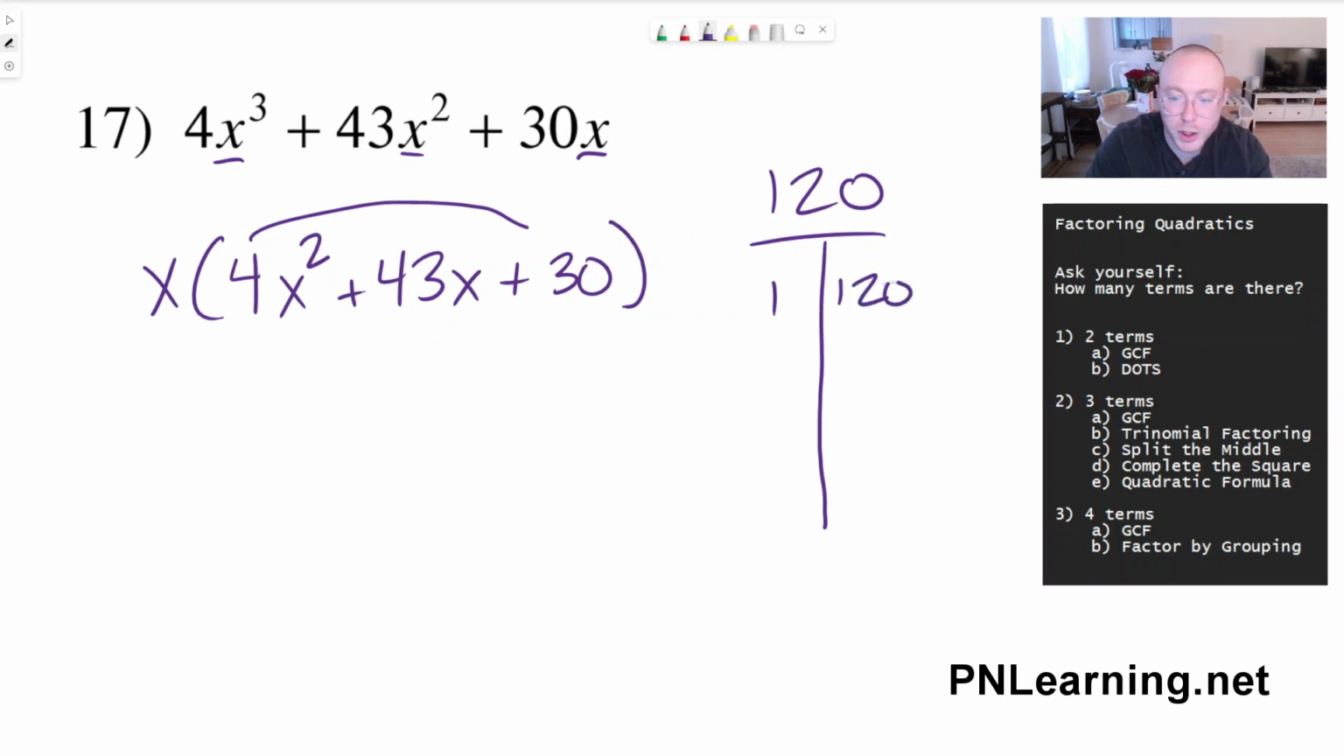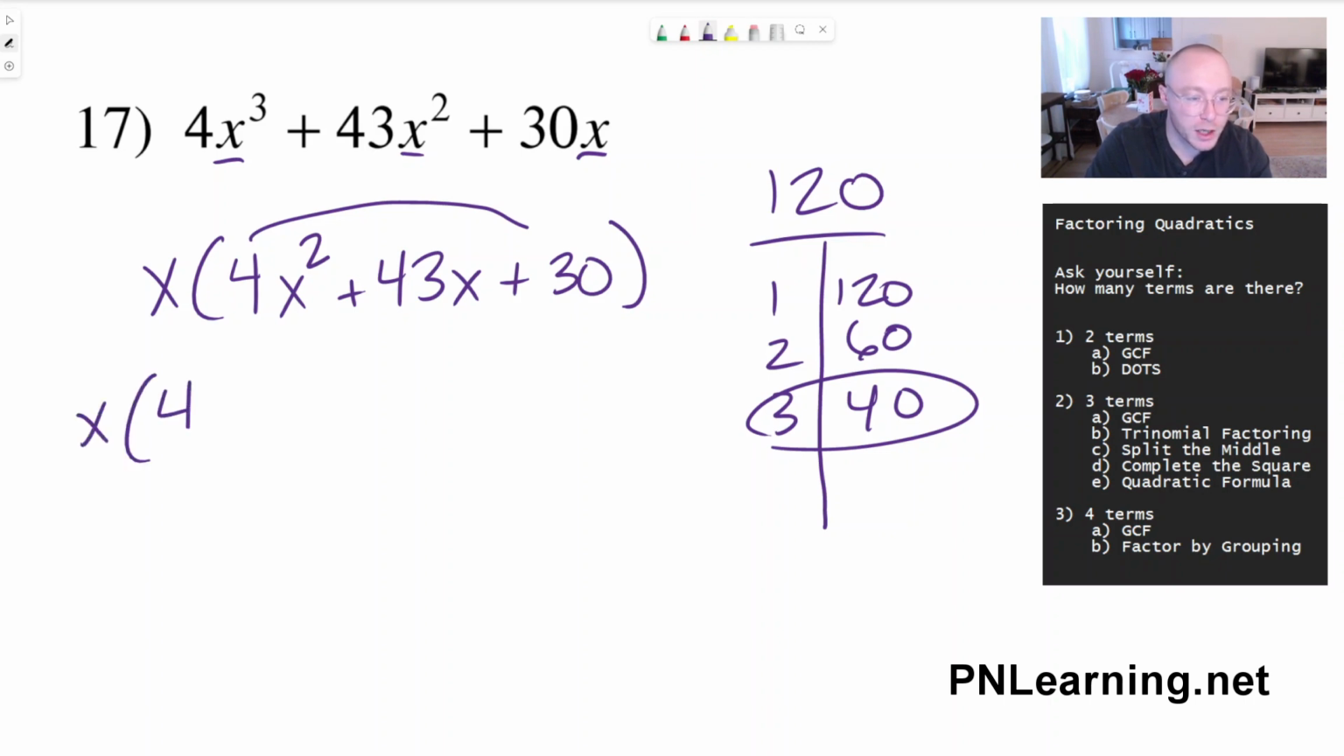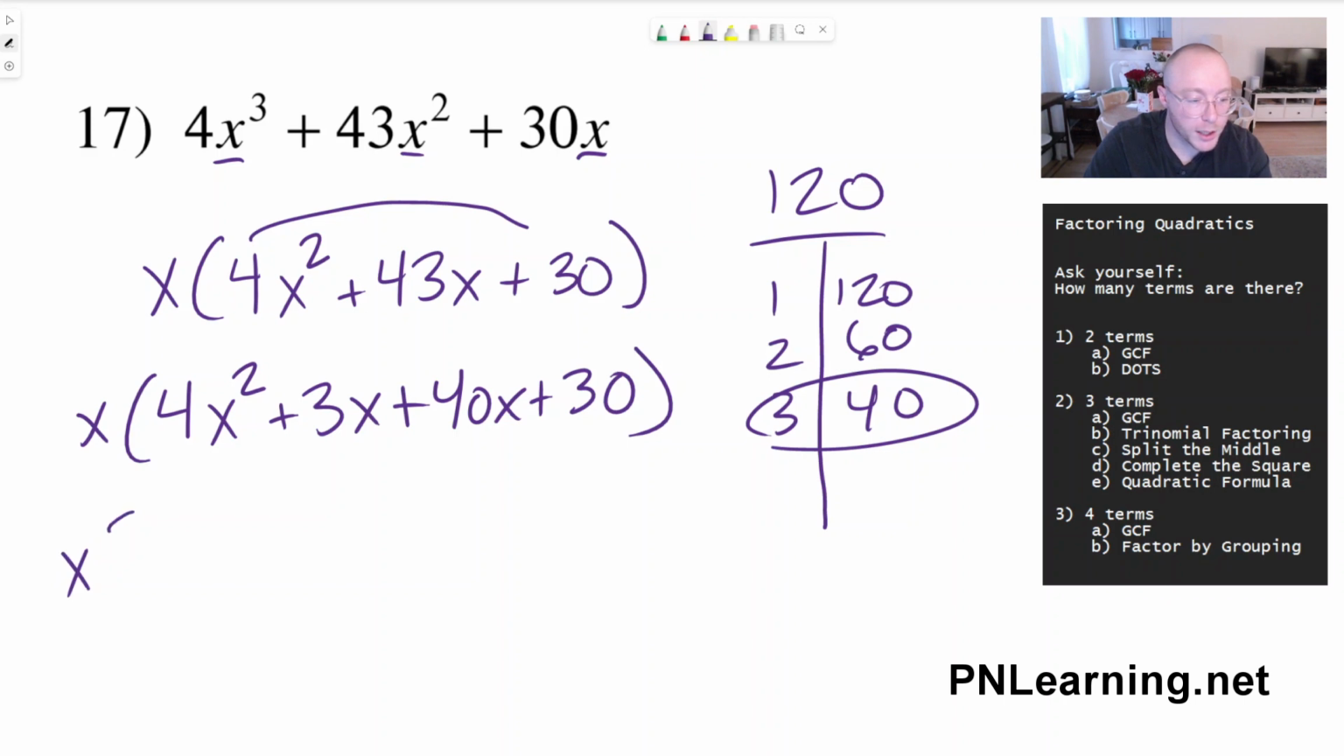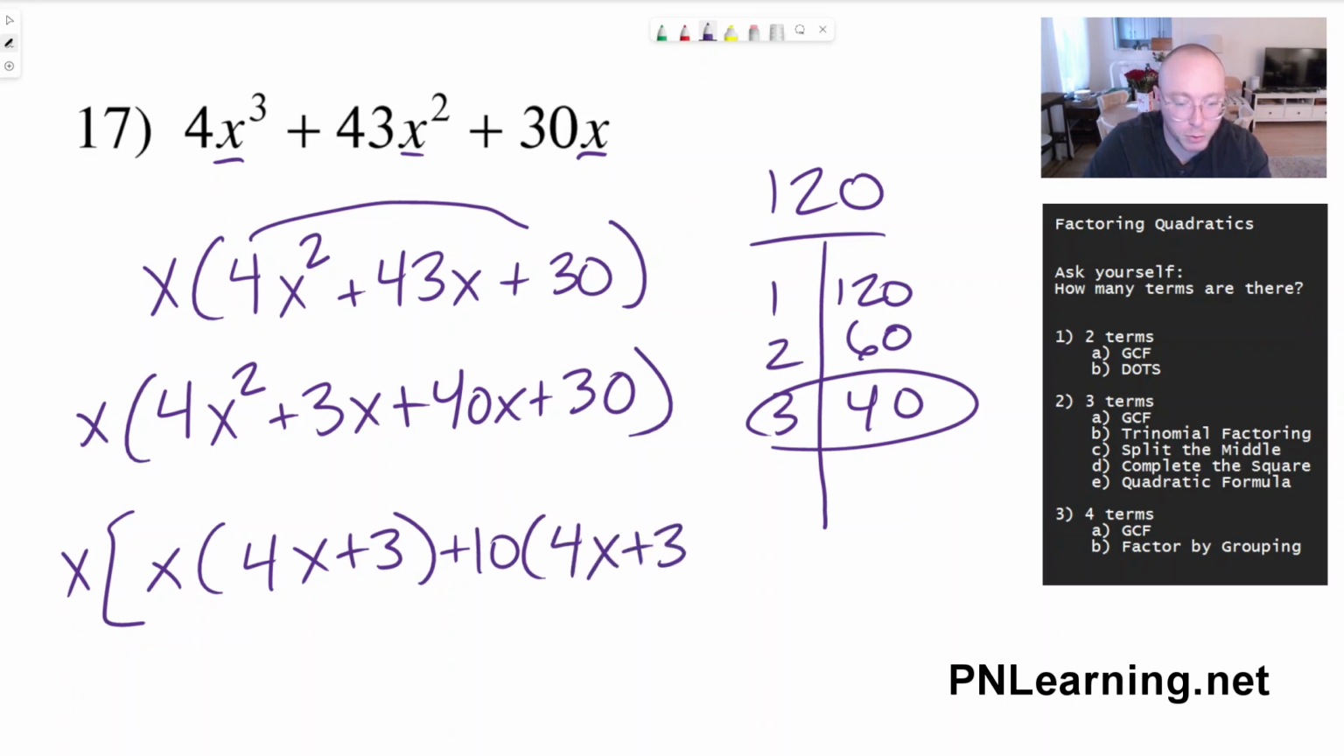So 1 and 120, 2 and 60, 3 and 40, and yes, those will work, right? 40 plus 3 would be 43, so we're ready to split the middle. We've got x times 4x squared plus 3x plus 40x plus 30. And let's go ahead and find the GCF of the first two terms there, 4x squared plus 3x. We're going to be able to take out an x, and we'll be left with a 4x plus 3. Over here, 40x plus 30, we should be able to take out a 10. And everything's positive here, so we'll take out a positive 10. We'll be left with the same thing, 4x plus 3.